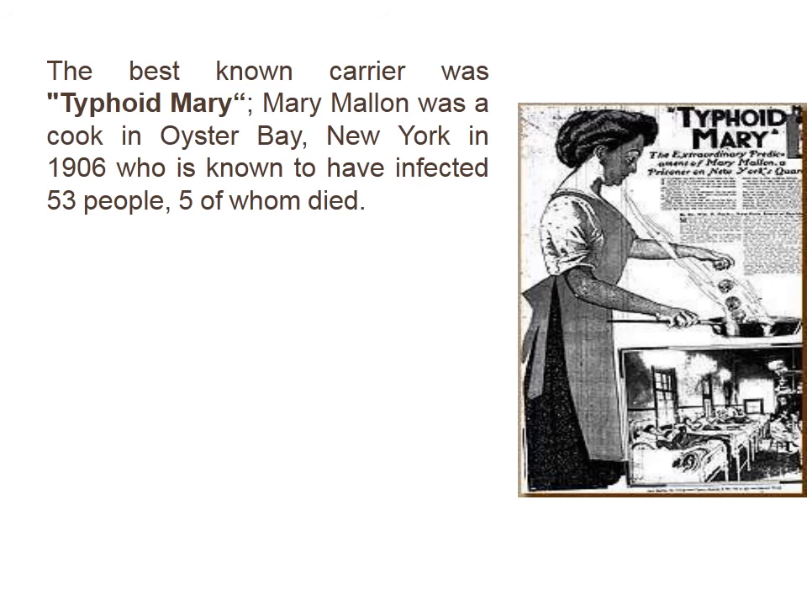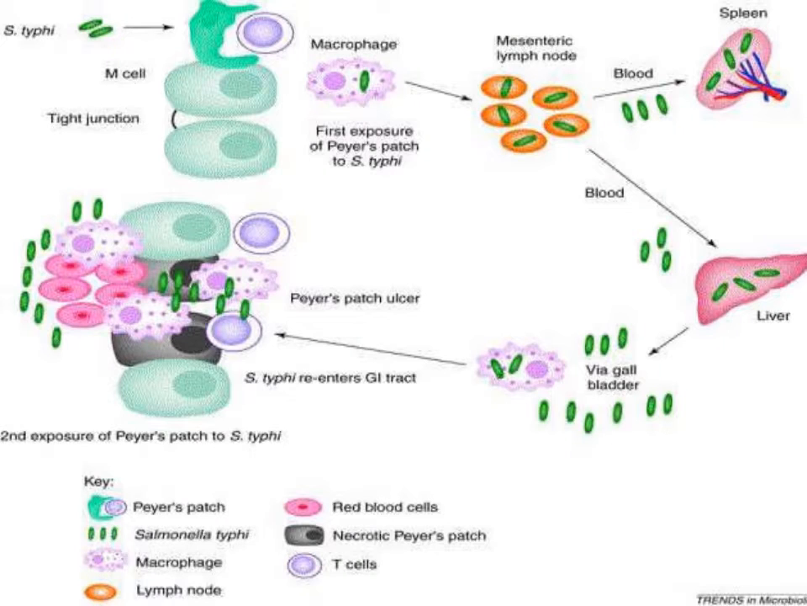The best known carrier was Typhoid Mary. Mary Mallon was a cook in Oyster Bay, New York in 1906, who is known to have infected 53 people, 5 of whom died. This Typhoid Mary never showed the symptoms of this disease, though she was a carrier of this disease throughout her life. She was considered a carrier because though she did not show any symptoms, she was able to infect other people.